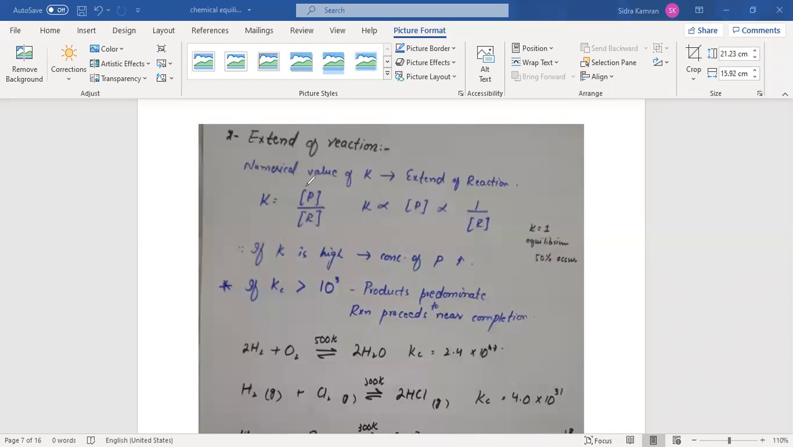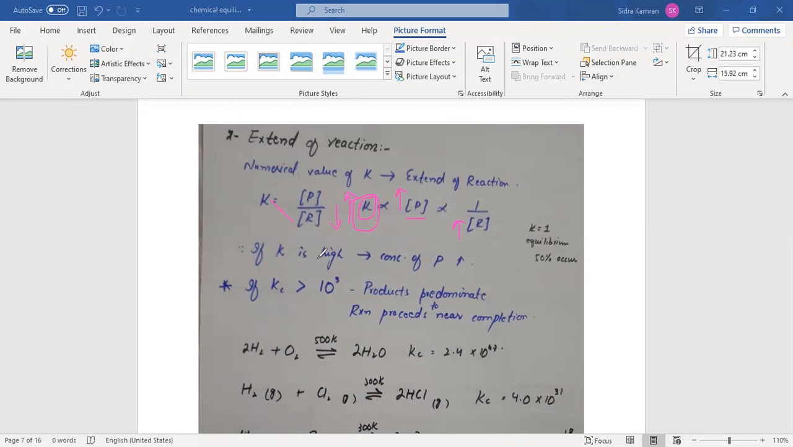K, as we know, according to the equilibrium constant expression, is equal to the concentration of the products over the concentration of the reactants. So K is directly proportional to the products and inversely proportional to the reactants. If the concentration of the products is increased, the value of K will increase. If the concentration of reactants is increased, the value of K will decrease.